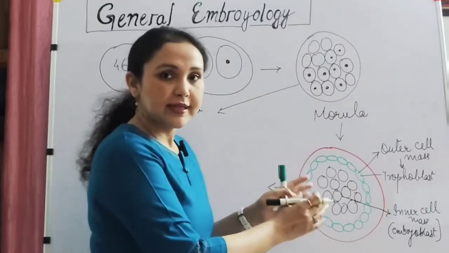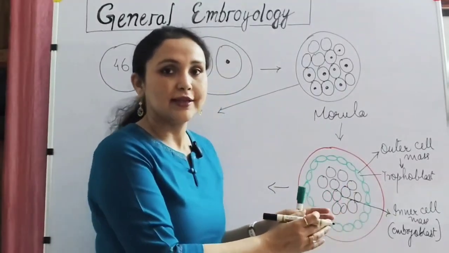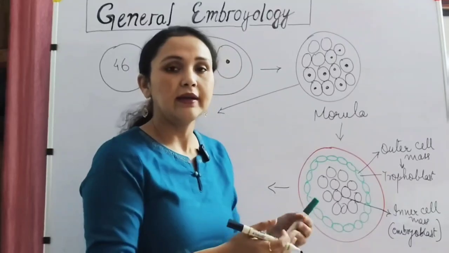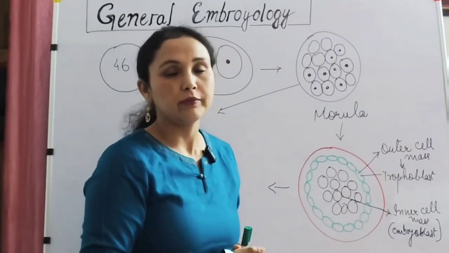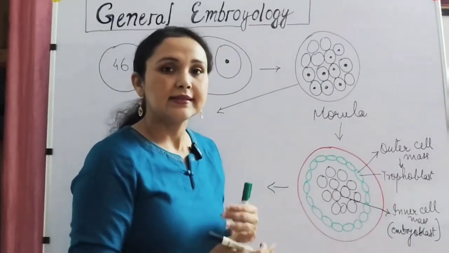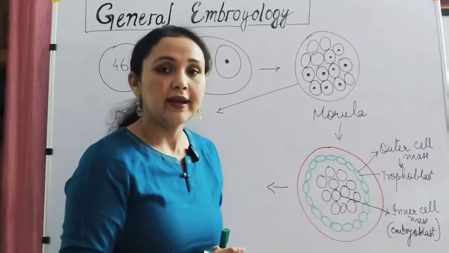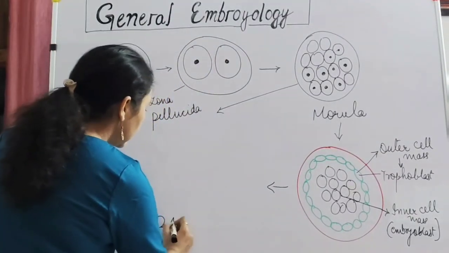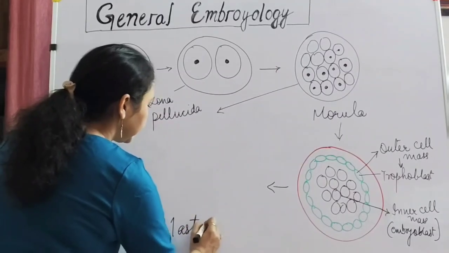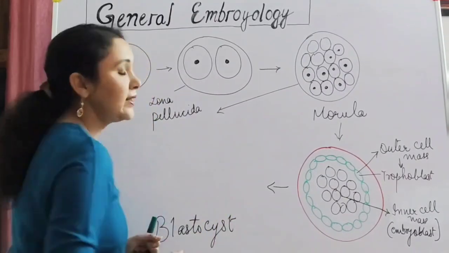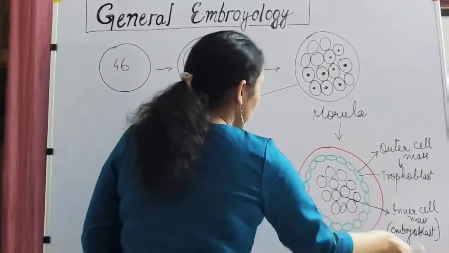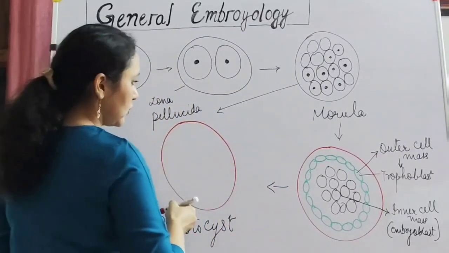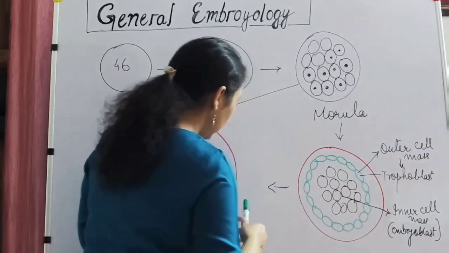Now, by the 5th to 6th day after the fertilization, this structure reaches the uterine cavity and starts absorbing the fluid from the uterine cavity. As it absorbs the fluid, it will appear like a cyst, and we call that structure the blastocyst. Right? So again, there is a zona pellucida on the outer side.